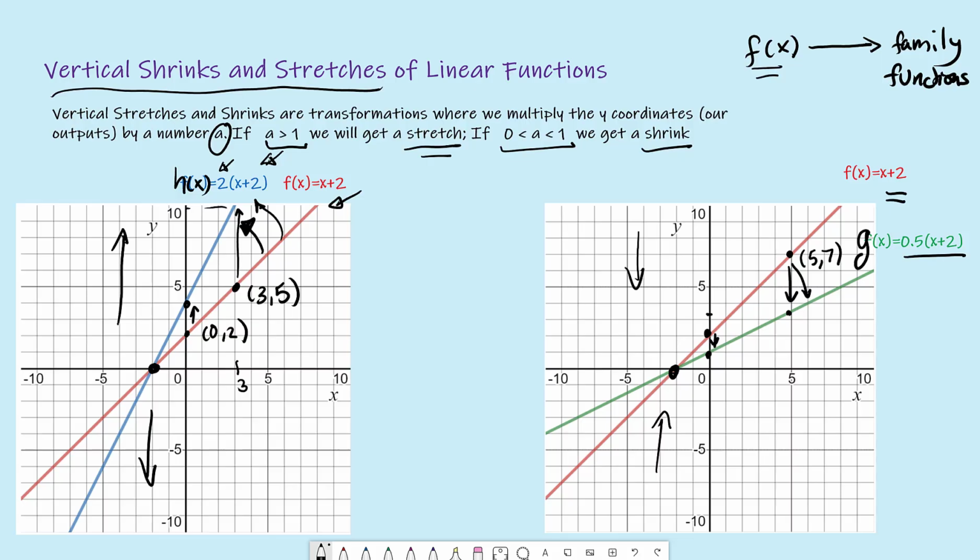And as I also emphasized in the horizontal shrinks and stretches video, there's an equivalency. When we apply a vertical stretch, it is somewhat similar to a horizontal shrink. When we apply a vertical shrink, it is somewhat equivalent to a horizontal stretch. They are not exactly the same because, again, here we are spinning around our x-intercept, while in the case of a horizontal stretch or shrink, the spinning is around the y-intercept.